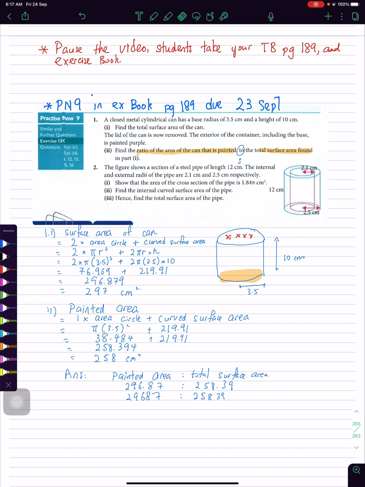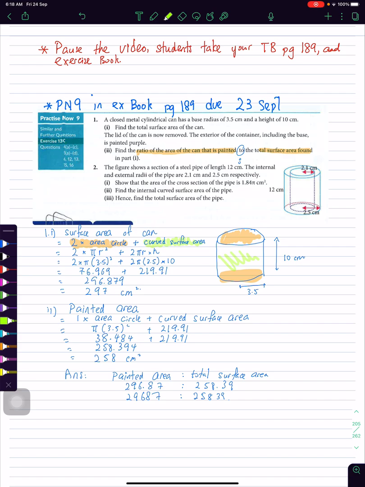So we say that if it's a closed cylinder, as you recap from the last lesson, closed cylinder means you have both the top circle as well as the bottom circle. So the surface area of the can will be 2 times the area of circle plus the curved surface area over here.